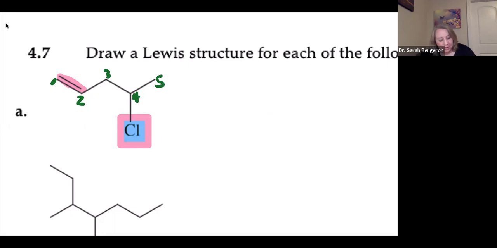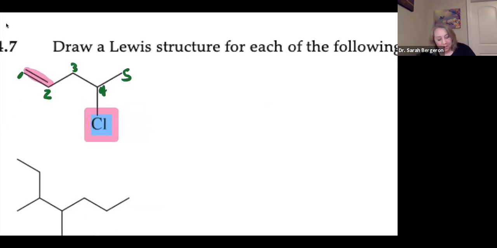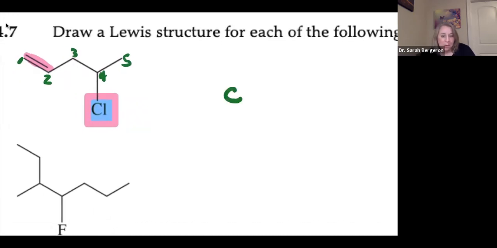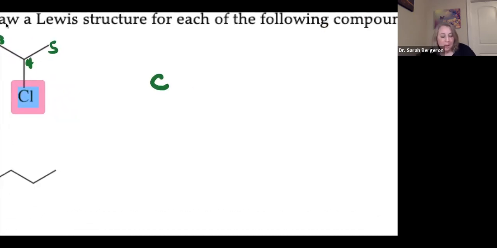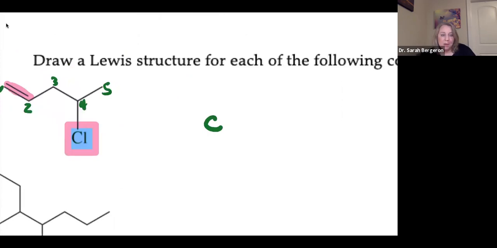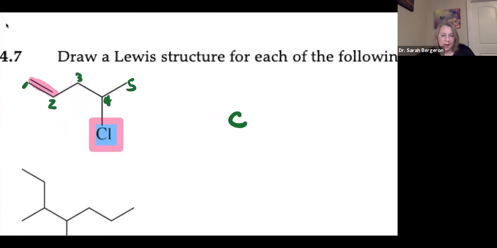Well, I'm going to start with my first carbon. Remember, this is Lewis structure. So I'm going to draw a carbon. And I'm going to first add in all my carbon-carbon bonds, and then I'll go back and add hydrogens. I think it's easier to do that. And I need a double bond between my first carbon and my second carbon, right?